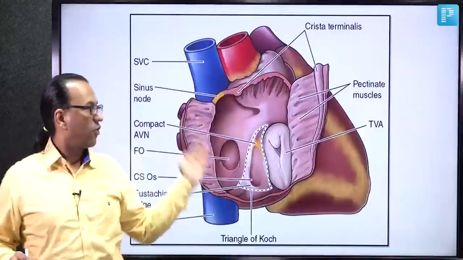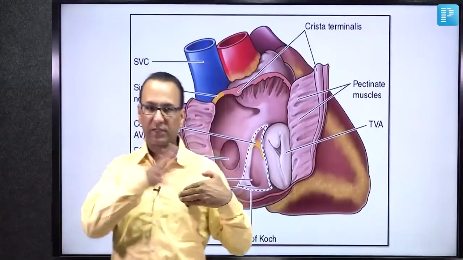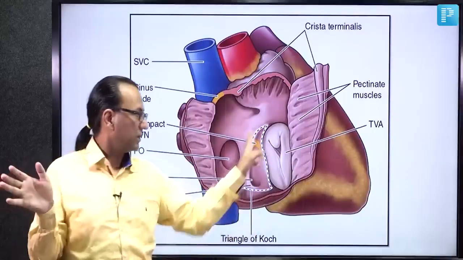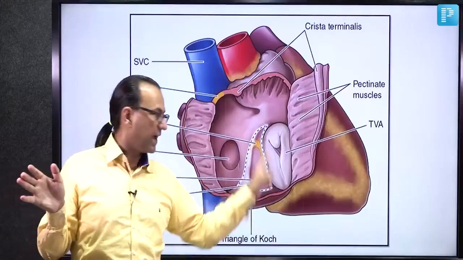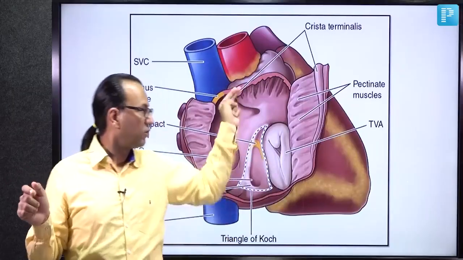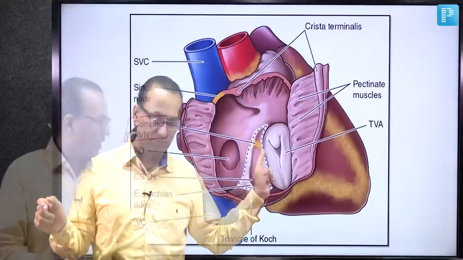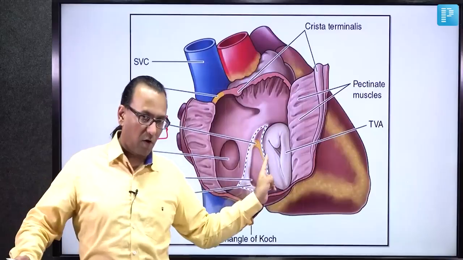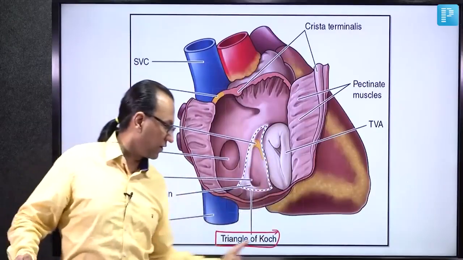In this diagram, we have opened the right atrium and we are looking at the Koch triangle, which is the location of the AV node, the atrioventricular node, at the lower part of the interatrial septum. The AV node lies at the apex of the Koch triangle, which itself has three boundaries.